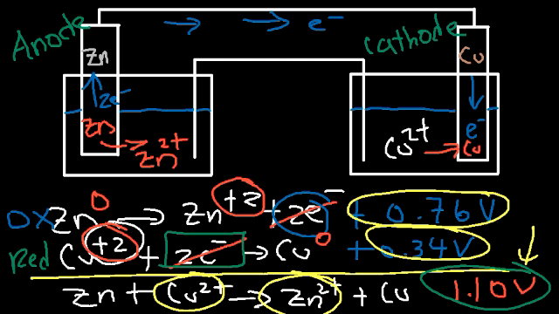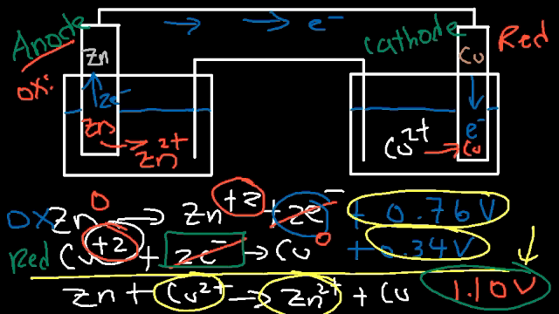Electrons always flow from anode to cathode. Also, oxidation always occurs at the anode. Zinc is being oxidized into zinc 2 plus as it gives away electrons, so oxidation is occurring at the anode. At the cathode, reduction occurs. Reduction always occurs at the cathode. You can see that the copper 2 plus ions are gaining electrons.